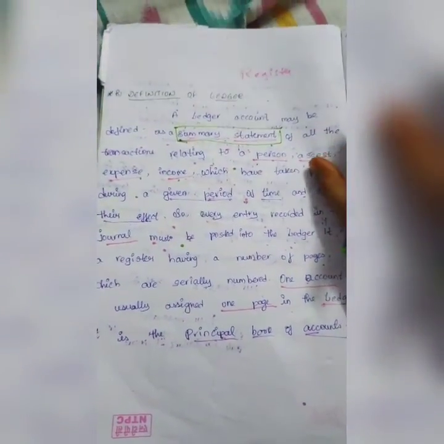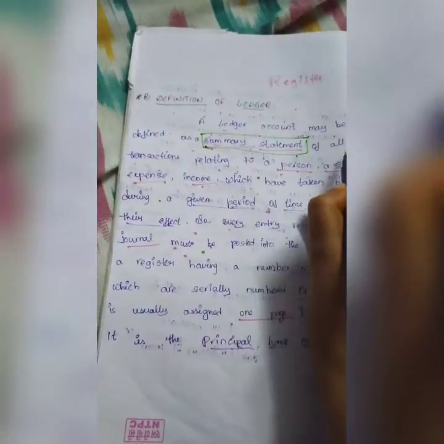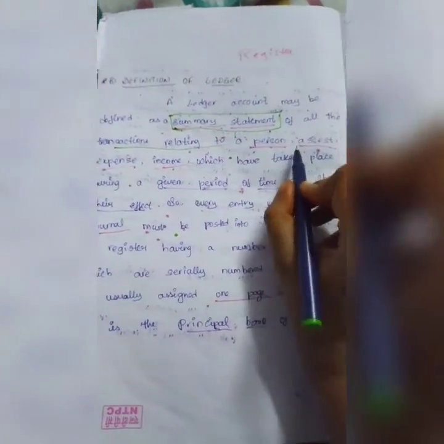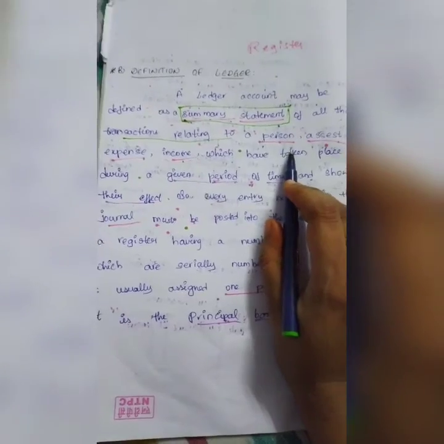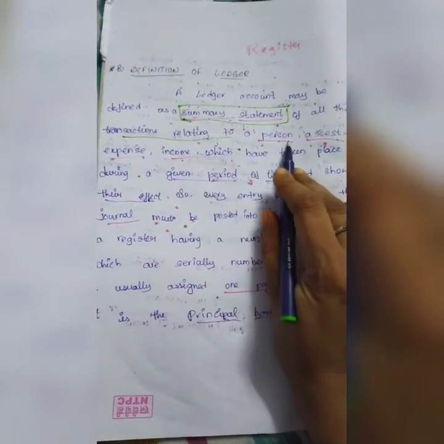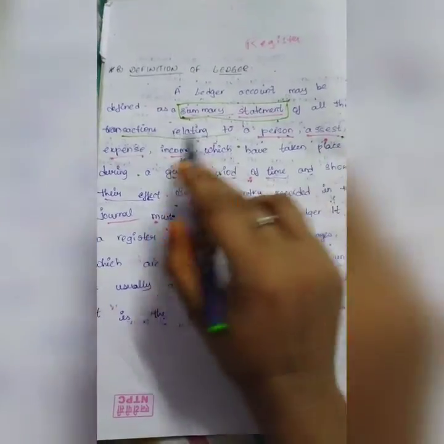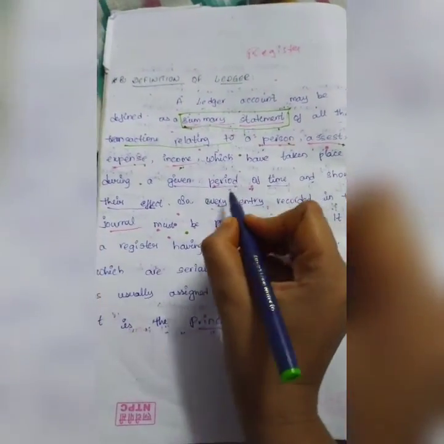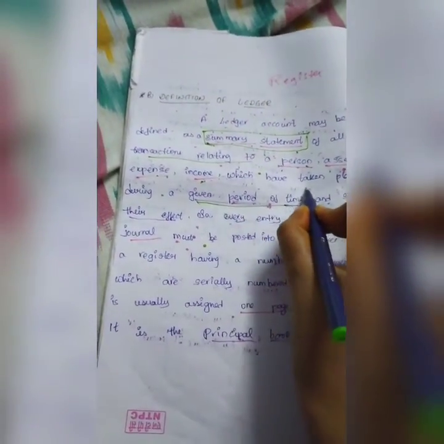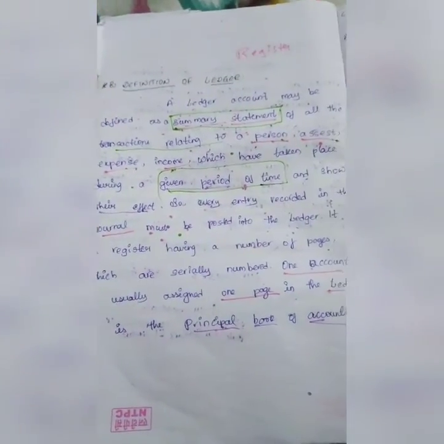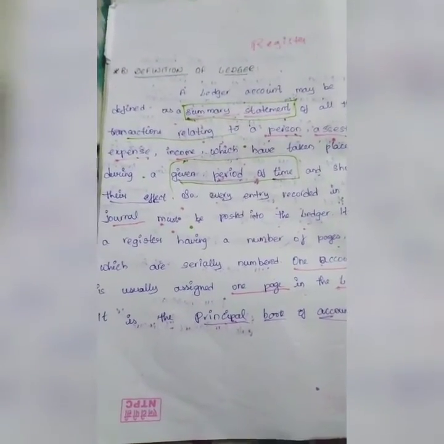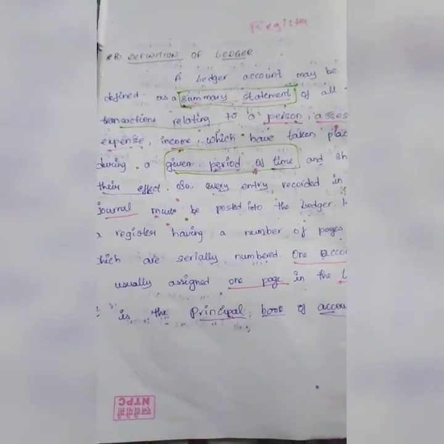So it is called a summary statement of all the transactions regarding a particular person, asset, expense or income which have taken place during a given period of time. This time might be 3 months, 6 months or yearly, and show their effect. This ledger account shows the effect of the transactions during the particular period of time.